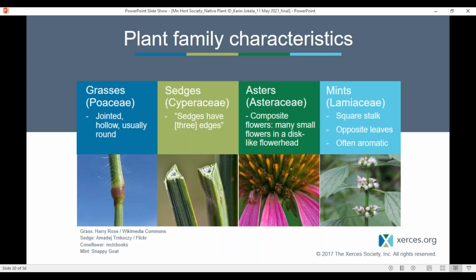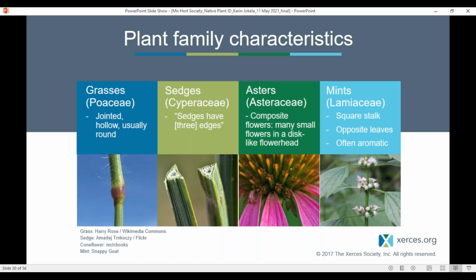I just chose 8 prominent plant families that we see in our landscape. We have so many different plant families here, thank goodness. I won't be able to go through all of them, but these cover a lot of ground. So we've got grasses and sedges, right? The grasses are jointed and hollow and usually round.